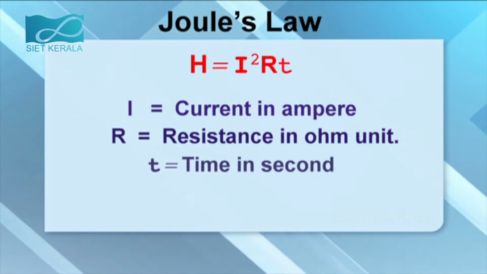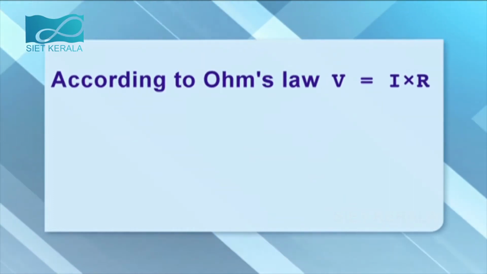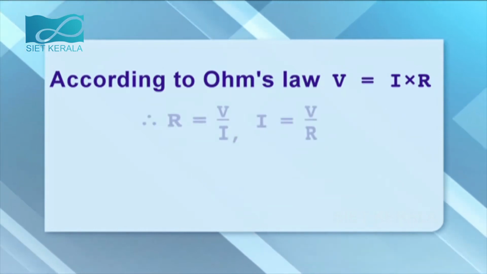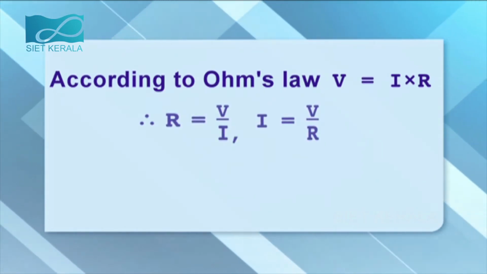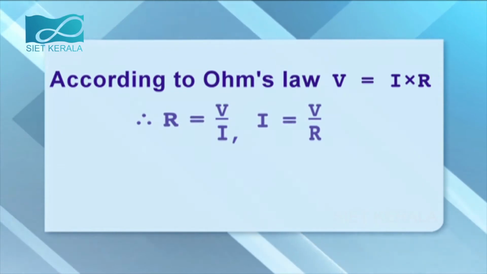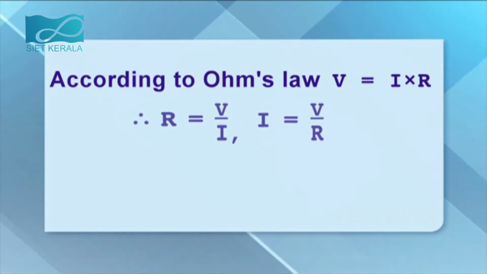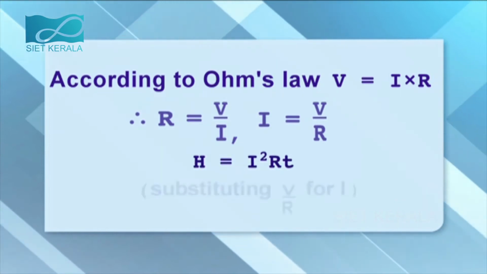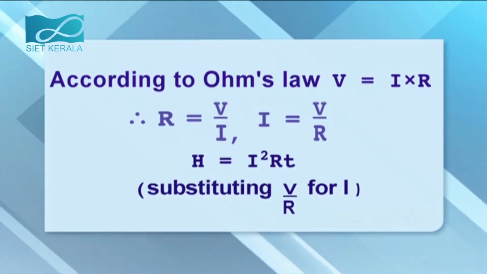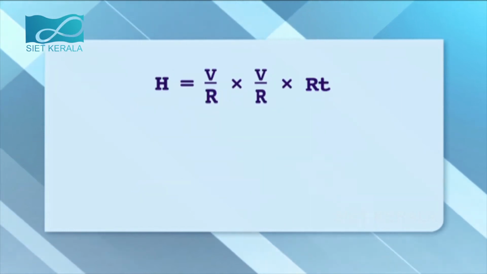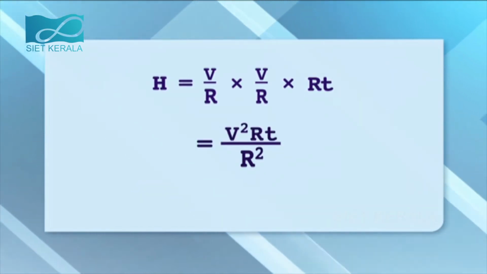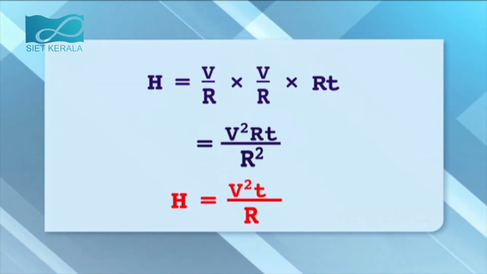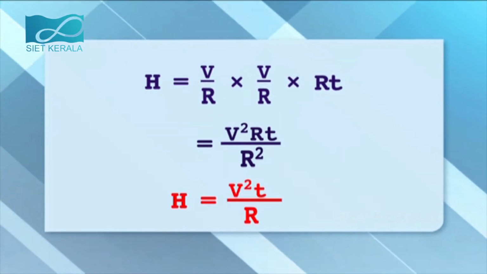Using this, we can formulate some other formulas as well. According to Ohm's law, R equals V divided by I. Hence, I equals V divided by R. If we substitute V by R for I, we get H equals I squared RT is equal to V by R into V by R into RT is equal to V squared T by R, that is, H equals V squared T by R.